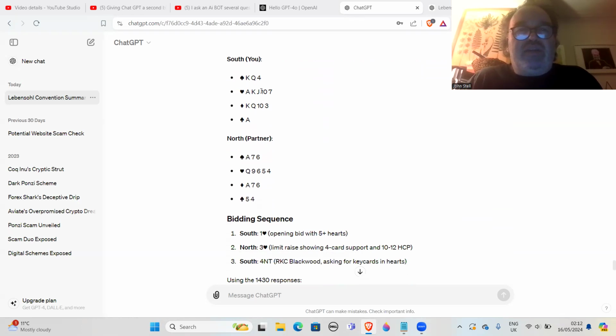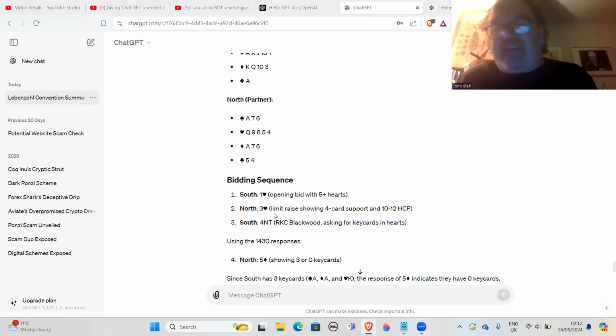Would you open a heart with this hand? Okay, let's not pick the bones out of that. Probably not, okay. But 1 heart. No, 3 hearts limit bid. Okay. So it's using the same sort of examples that I was using. Limit raise showing 4 card support and 10 to 12 high card points. Okay, yeah.